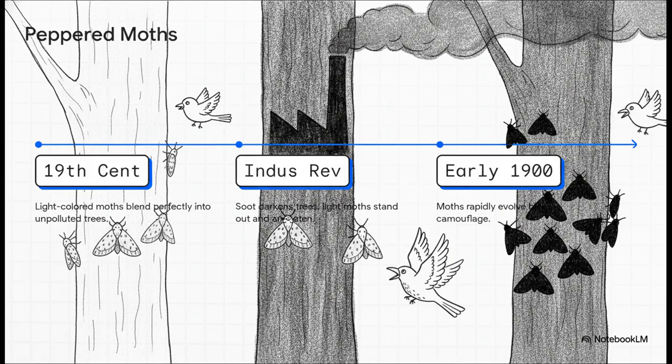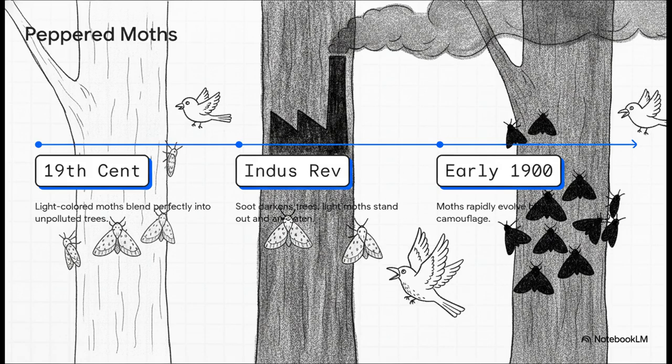Think about the peppered moth in England. Back in the 19th century, before the Industrial Revolution, light-colored moths were the norm. Why? Because they blended perfectly into unpolluted, light-barked trees. But then, the Industrial Revolution hits, pumping tons of soot into the air and literally darkening the tree trunks. Suddenly, those light moths stood out like a sore thumb and were easily eaten by birds.